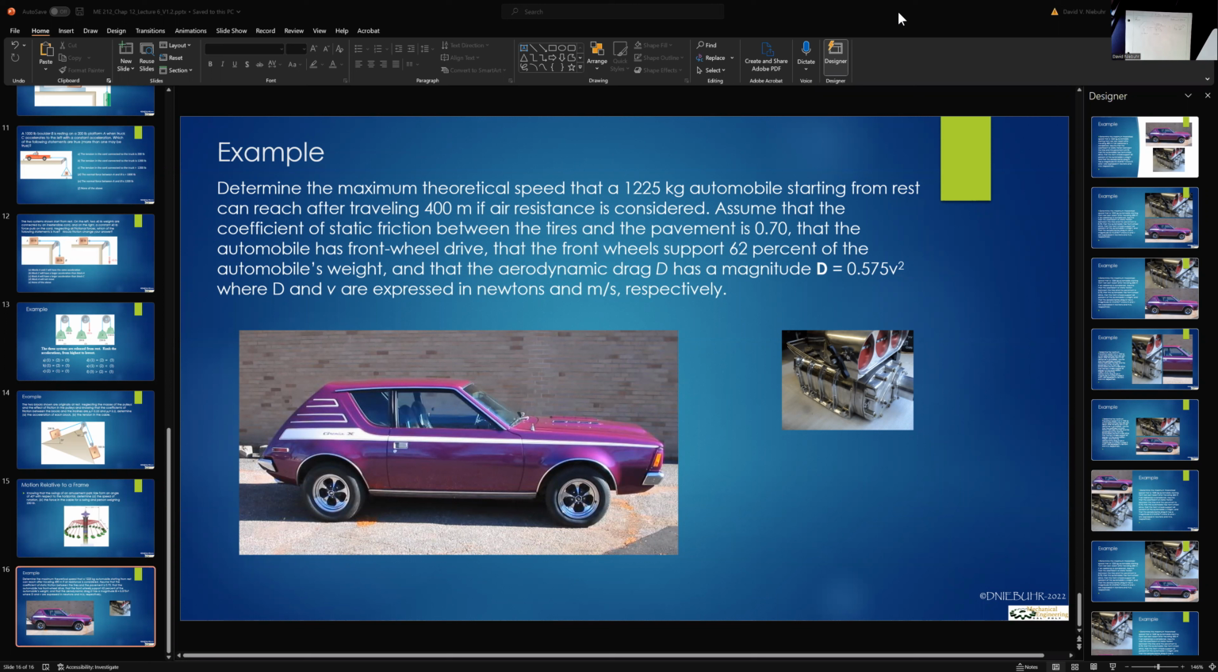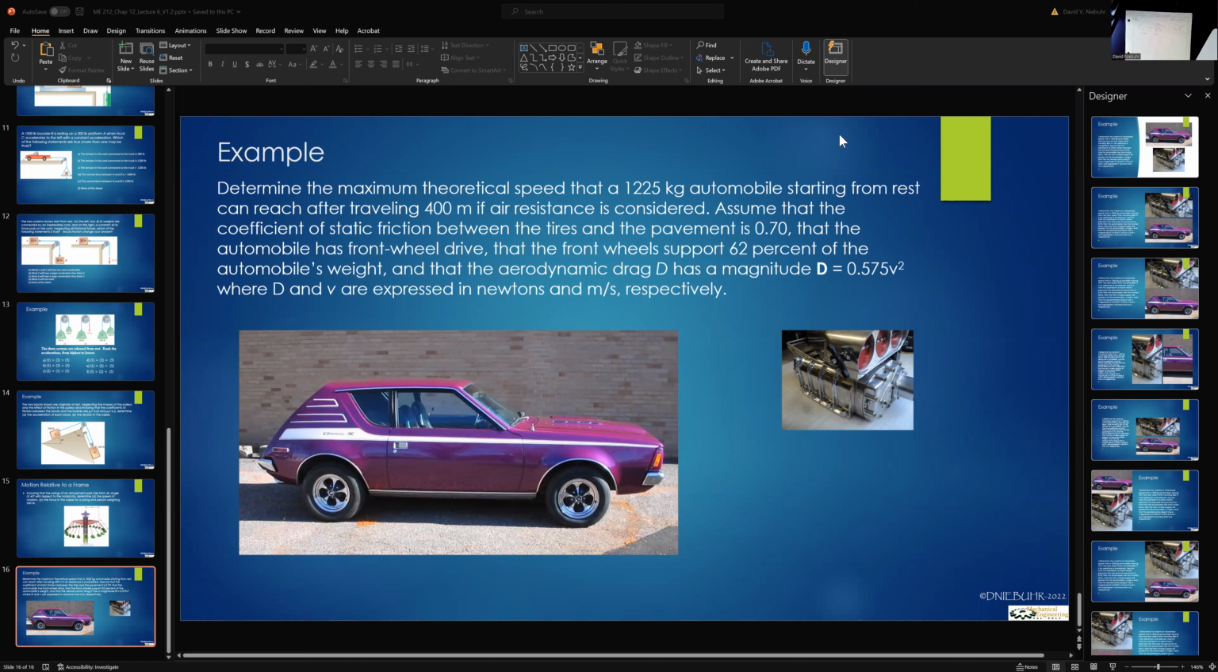Here we have a car, the infamous Gremlin with the YN 671 blower to the right, and it's going to travel 400 meters. We want to know, based on the force, which is just strictly friction, and the mass, 1,225 kilograms, and the drag, which is given as 0.575 v squared, what is the maximum theoretical speed that it can reach in that 400 meters?